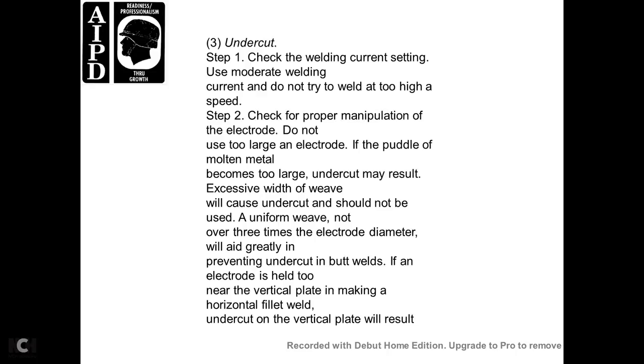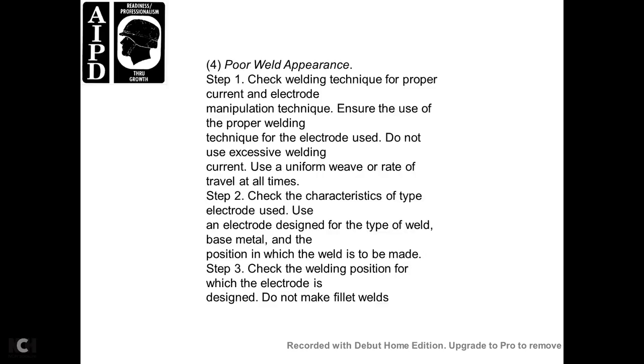A weave that is too wide will cause undercut, so a uniform weave should be used. A weave of not over 3 times the electrode diameter will be better to prevent undercutting with butt welds. If the electrode is held too close to the nearly vertical plate when making a horizontal fillet weld, undercut of the vertical plate will result.